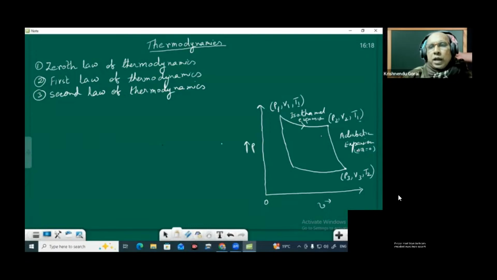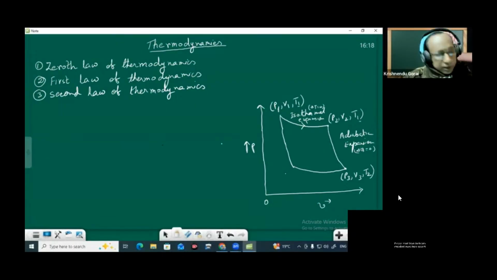You know this one. And isothermal means what? There is no change in temperature, that is del T is equal to 0. You know this one. So in this case, it is isothermal expansion. In this case, it is adiabatic expansion. And 3 to 4, it is isothermal compression. You see the volume is decreasing.